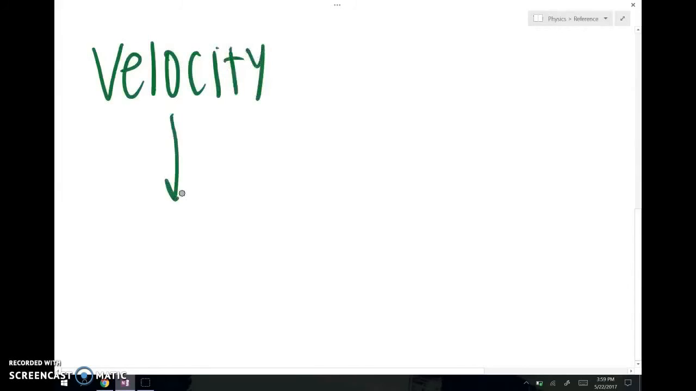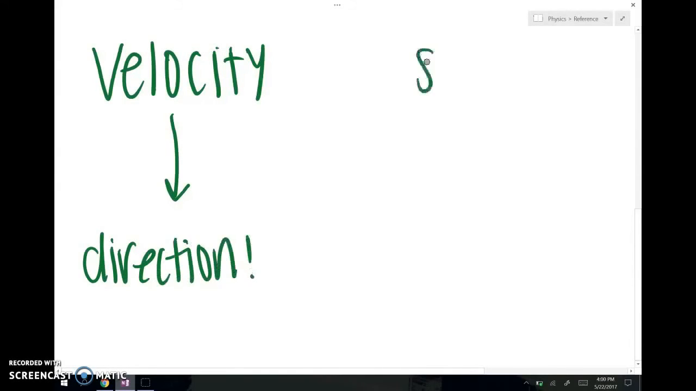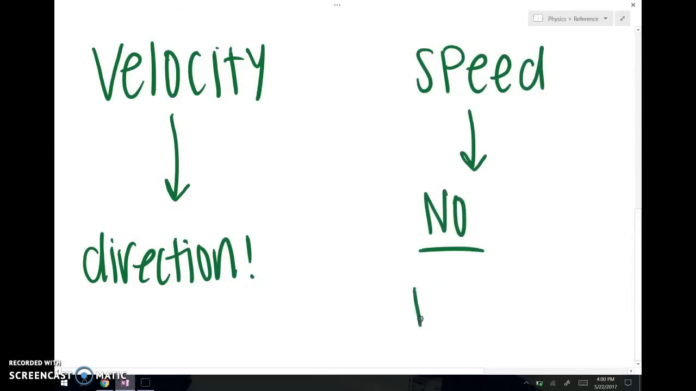Aww. So a quick recap, velocity is direction and magnitude, but speed has no direction, just magnitude.